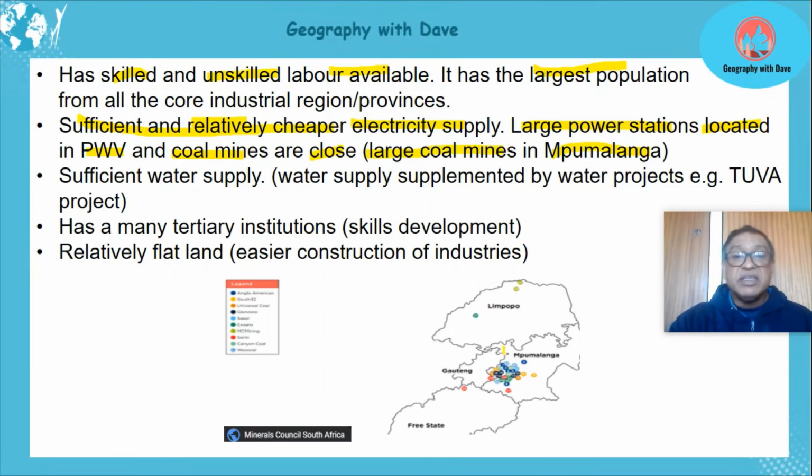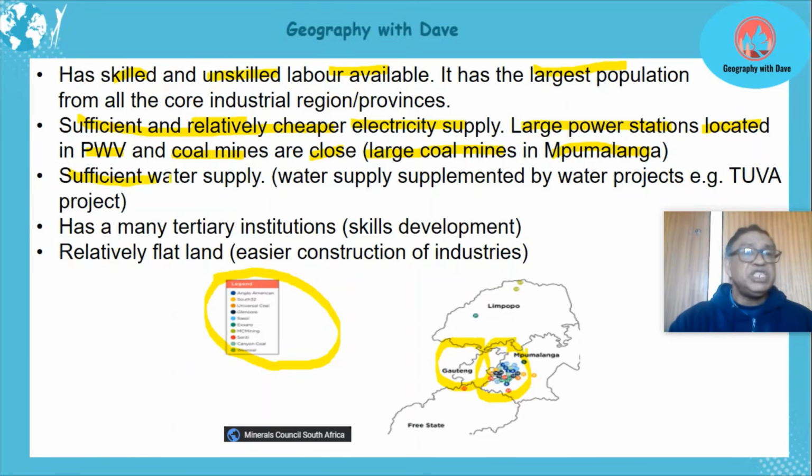Look at here, guys. There's Gauteng there. Can you see Gauteng? And look at this area showing you different coal mines here. You don't need to know the names, but I'm trying to show you visuals in terms of how close. So to produce electricity in this area is not a problem.